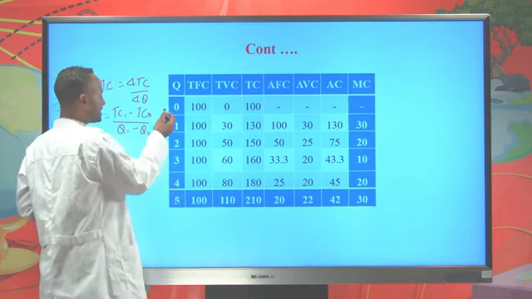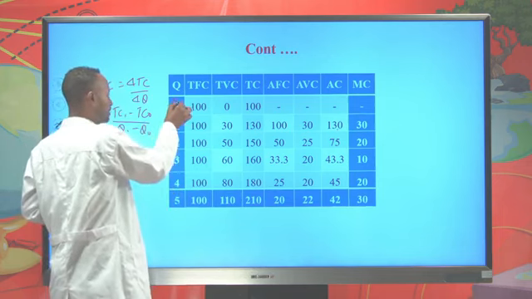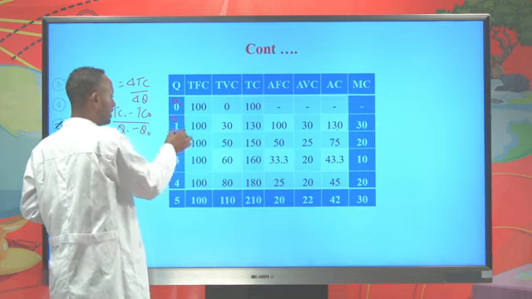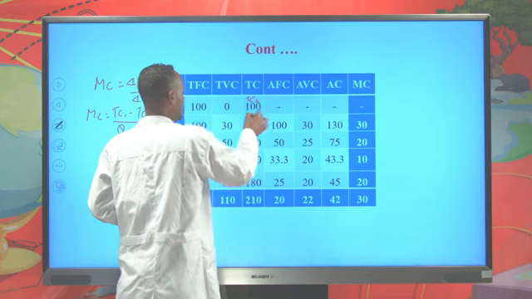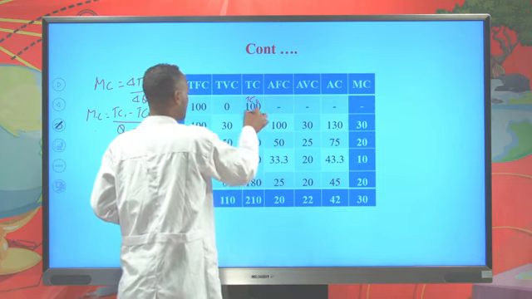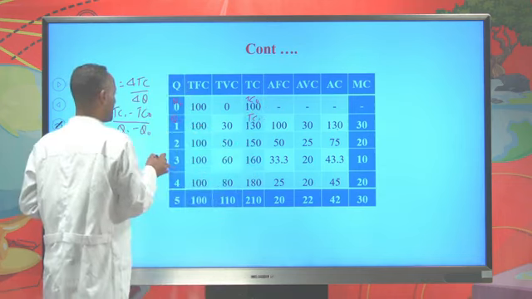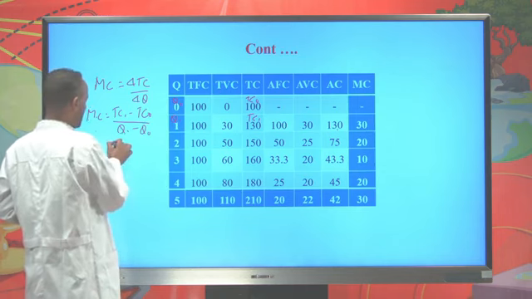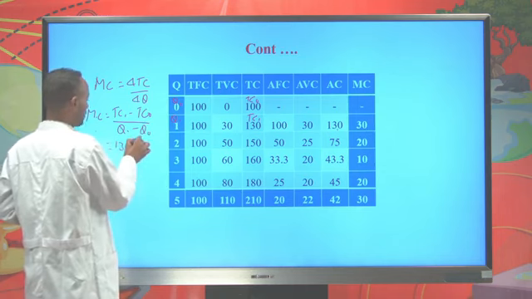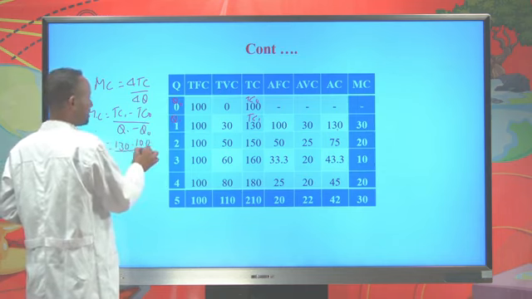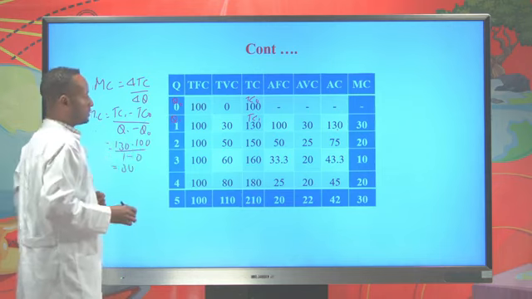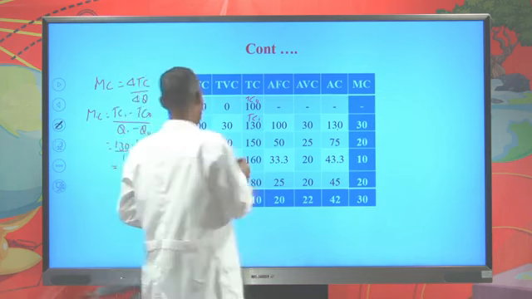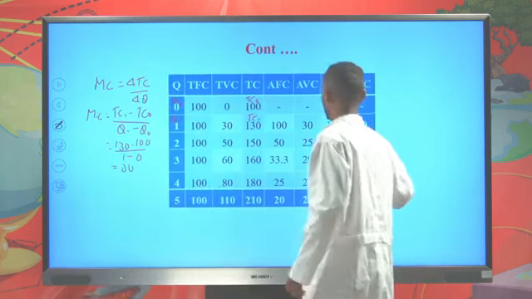Now let's take this 0 as Q initial and this 1 as Q final, and let's take this 100 as TC initial and this 130 as TC final. Then the marginal cost of production will be 130 minus 100 divided by 1 minus 0, which is 30. So the marginal cost of producing 1 unit of a commodity is 30.